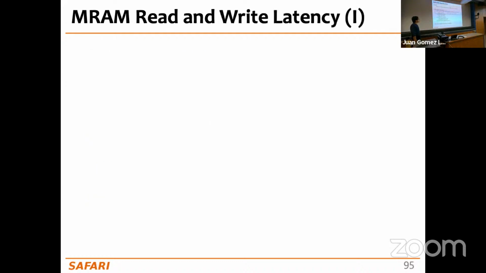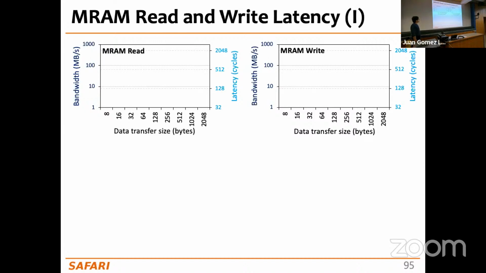Okay, so let's start with the latency. For the latency here, we use different data transfer sizes. That's something that I didn't mention until now. But remember that in MRAM read and MRAM write, we had to say how many bytes we transfer, right? And that's basically what we measured here. What's the latency of transfers of different size, from 8 bytes, that is the minimum, to 2048, that is the maximum.